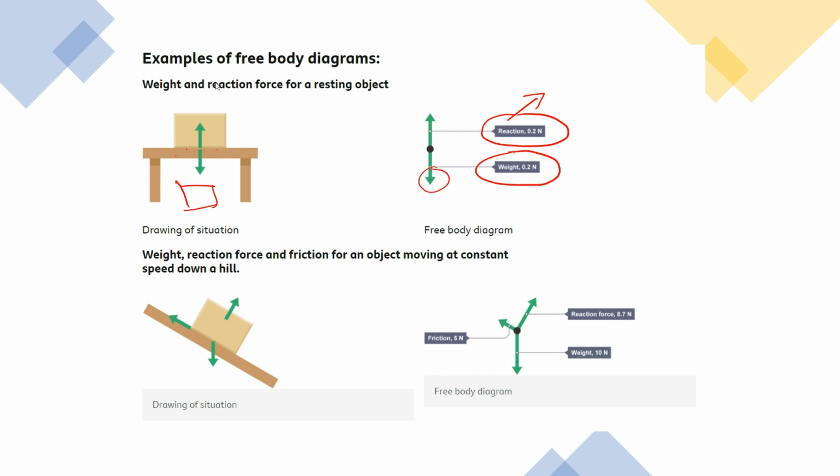Okay, now in the next diagram, as you can see, if the object is speeding downhill, then as we have seen, there will be a force acting in the opposite direction, which is a frictional force. There will be a weight acting downward, as you can see, and there will be a reaction force acting upward. Okay, now frictional force, why?